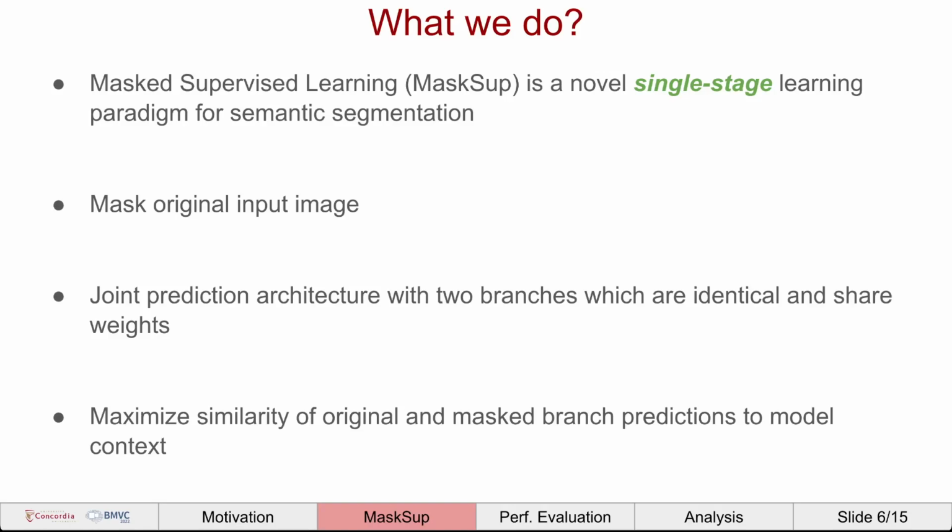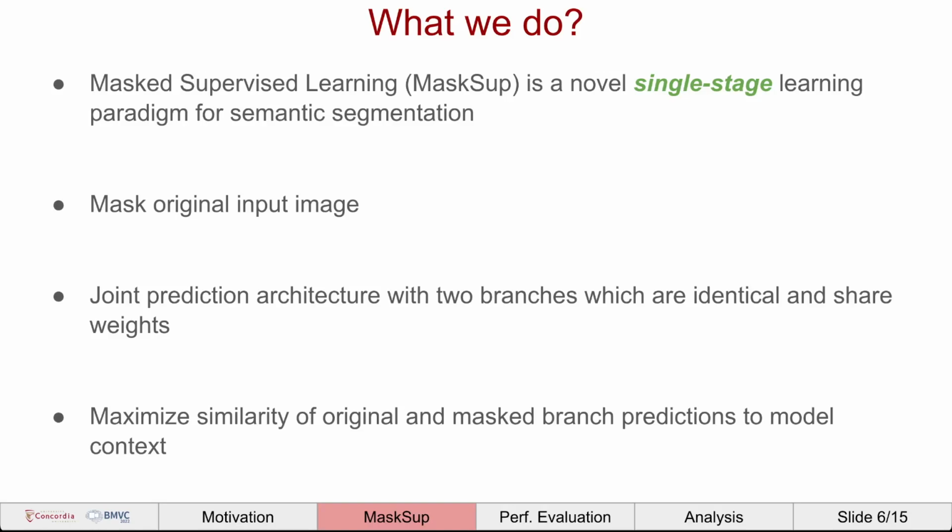To address the above limitations, we propose masked supervised learning, a novel single-stage learning paradigm for semantic segmentation to effectively learn rich and discriminative representations. MaskSup follows a Siamese-style network where the two branches are identical and share weights. Given an image and its randomly masked image, MaskSup models short-range context among neighboring pixels as the context branch is tasked to predict the semantic classes of the masked pixels, thereby leveraging information from non-masked pixels.